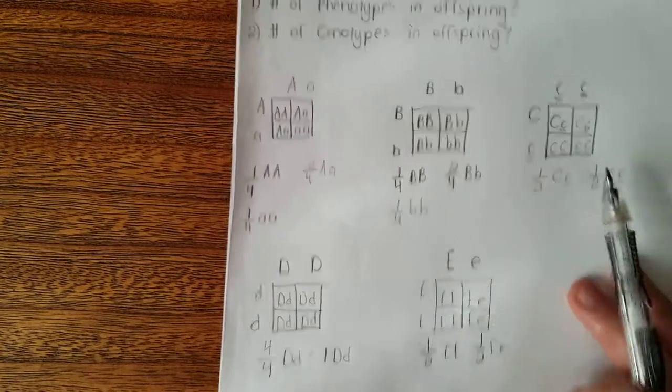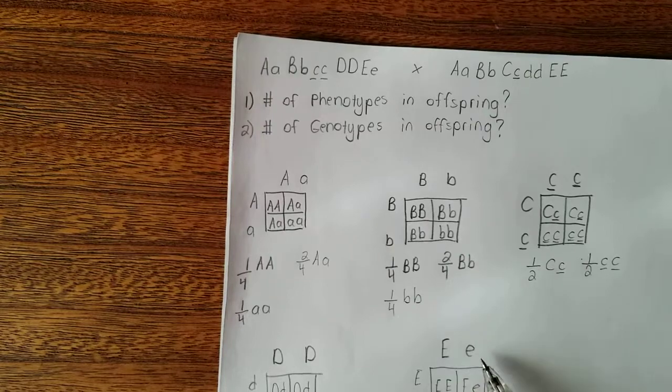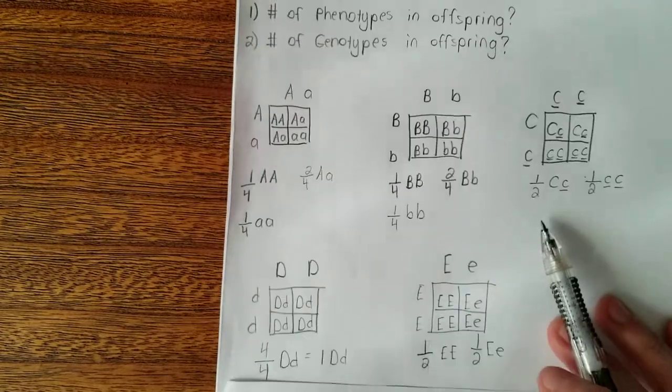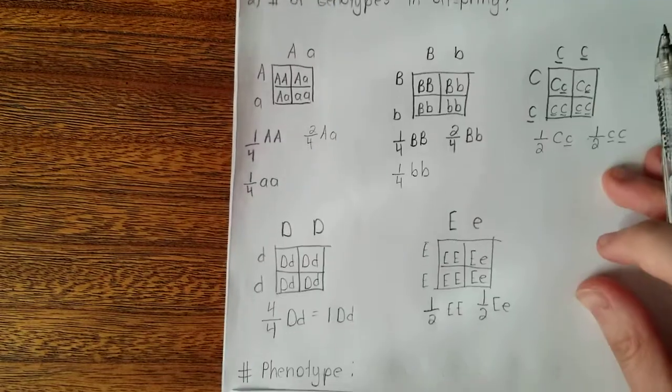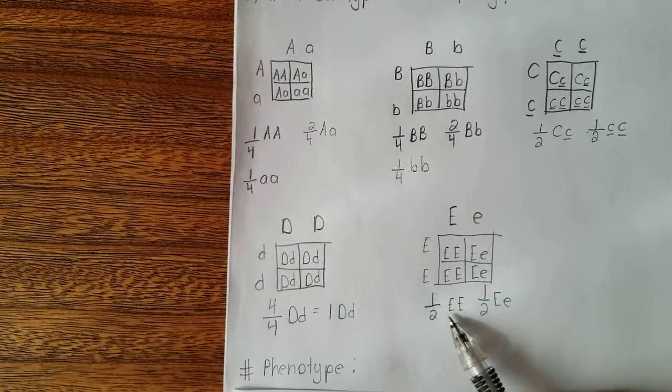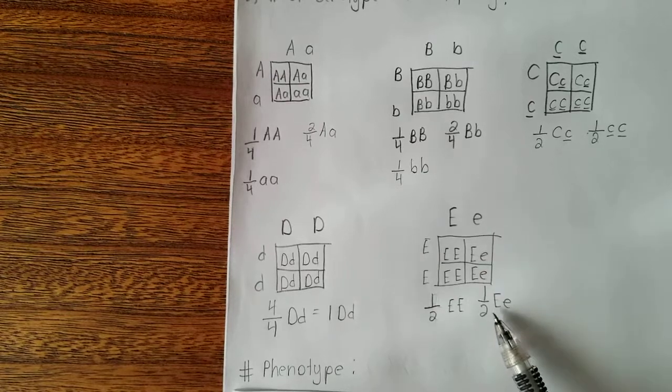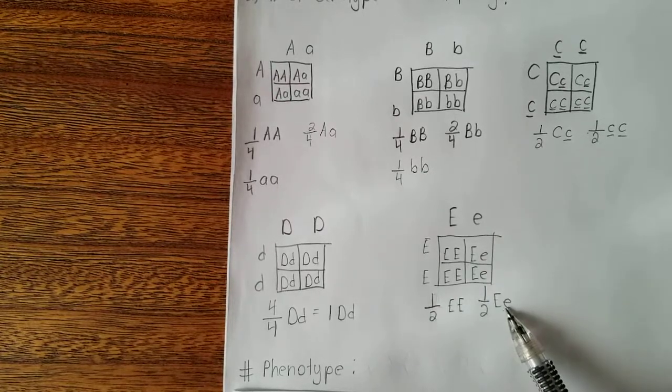And then this big E, little e comes from this left parent, and this big E comes from this right parent up here. Combining them, we get 1/2 big E, and then 1/2 big E, little e.